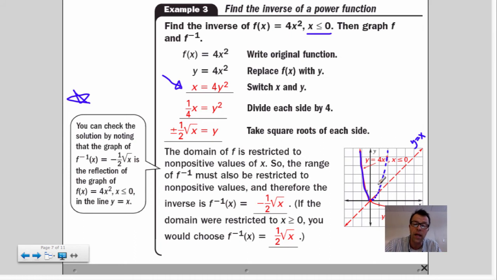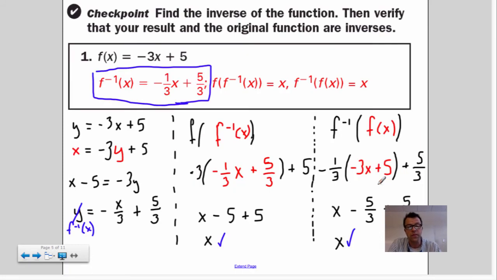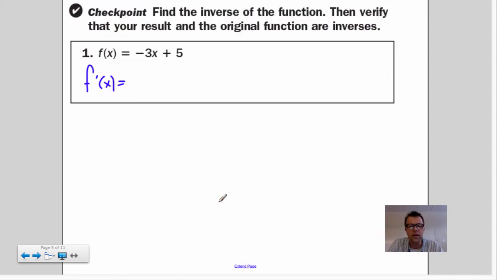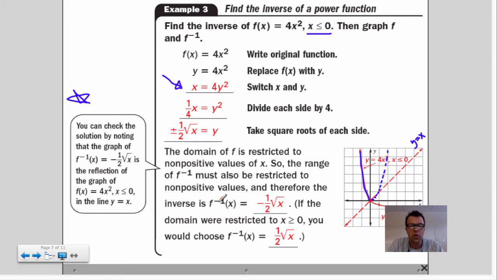That's another way to test whether or not you found the correct inverse, right? The other method was the previous one, when we substituted it back in. So this is one way to check: do I have the inverse? And a second way would be to graph the function here in blue and its inverse in red, and notice that it's reflective about the line y is equal to x.